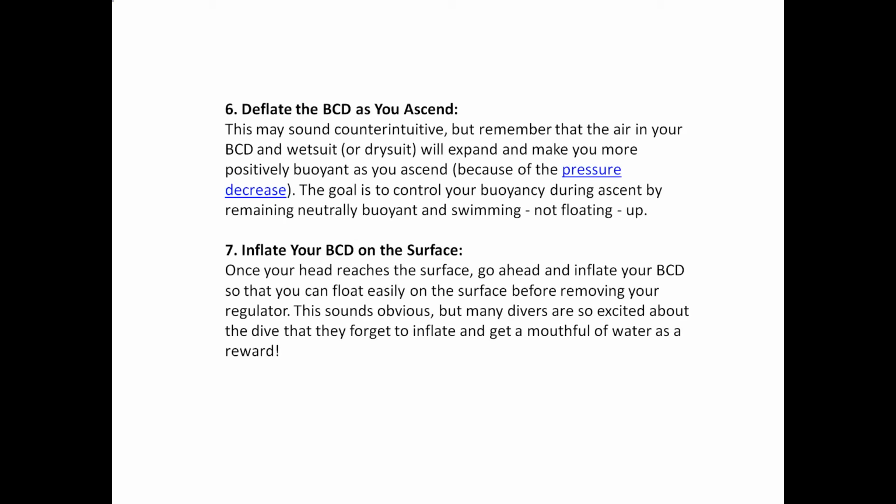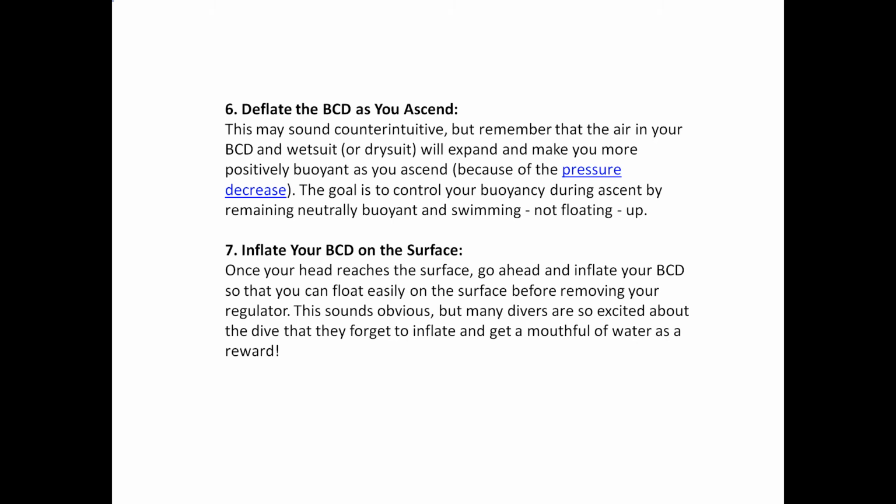Number 6. Deflate the BCD as you ascend. This may sound counterintuitive, but remember that the air in your BCD and wetsuit will expand and make you more positively buoyant as you ascend. The goal is to control your buoyancy during ascent by remaining neutrally buoyant and swimming, not floating up.